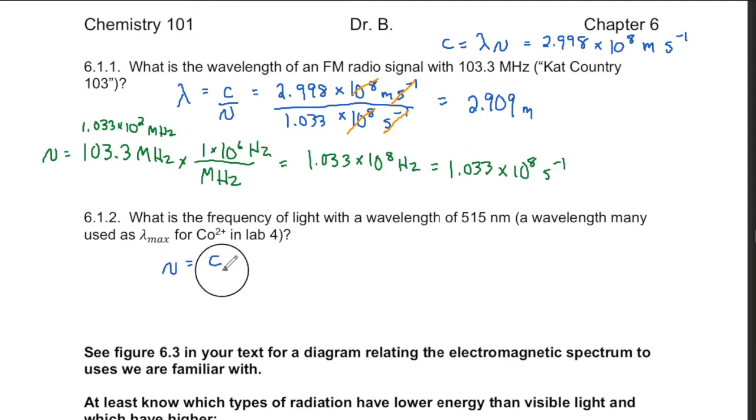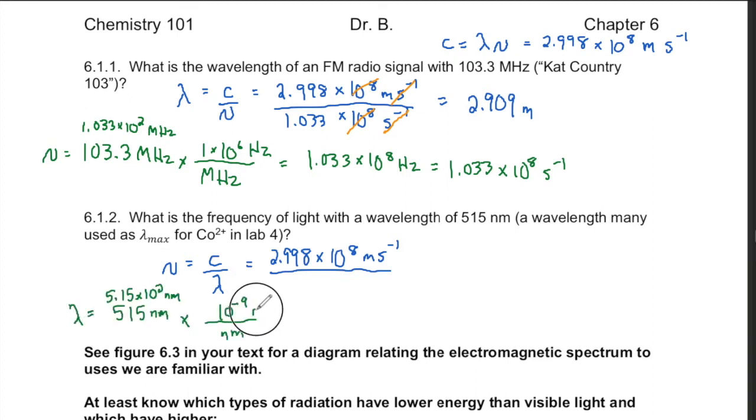Here we're trying to find the frequency instead, which would be the speed of light over the wavelength. I'll go ahead and get the wavelength in meters. A nanometer is 10 to the -9 meters, and 515 nanometers would be 5.15 times 10 to the 2 nanometers, so that it makes it easier to multiply by 10 to the -9. That would be 5.15 times 10 to the -7 nanometers.